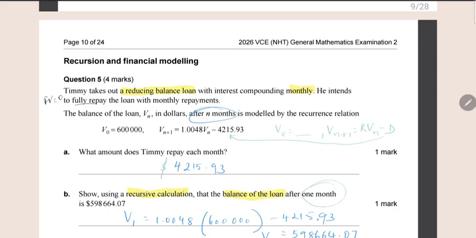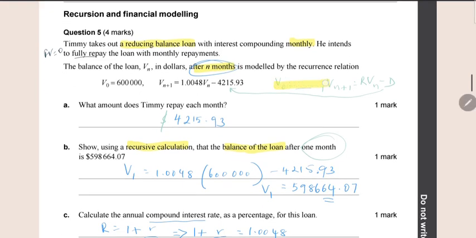Show using recursive calculations that the balance of the loan after 1 month is this value. So you can see that this whole transaction is happening month to month. If it's to show a calculation after 1 month, the formula that you will use is the one that I have shown you here, this part. So Vn plus 1, that is B1, is equal to 1.0048 given in the recurrence rule times the current value, because the initial deposit was 600,000, minus the repayment that he made. And that answer is what's given to you.